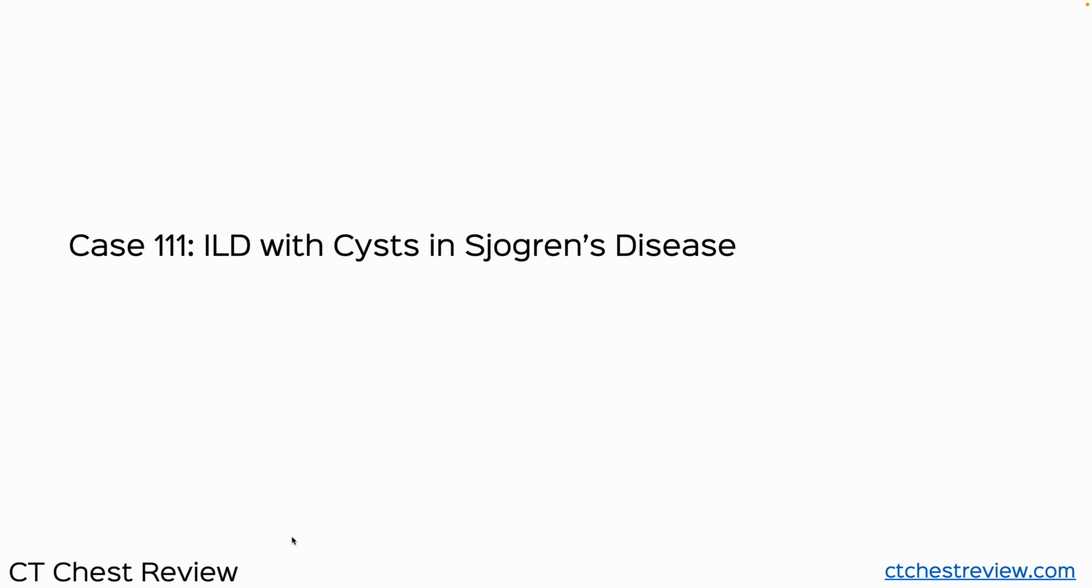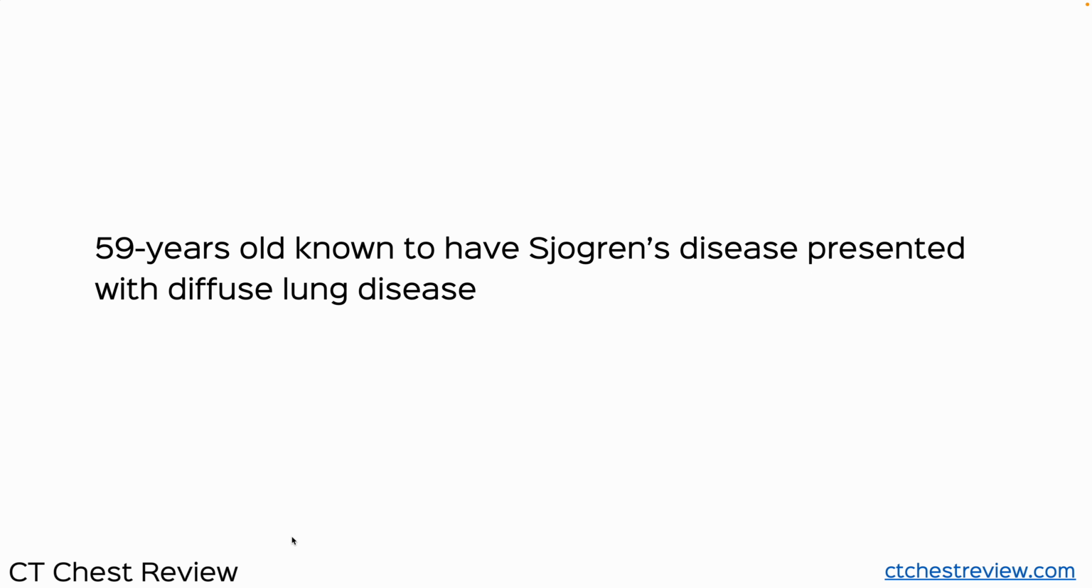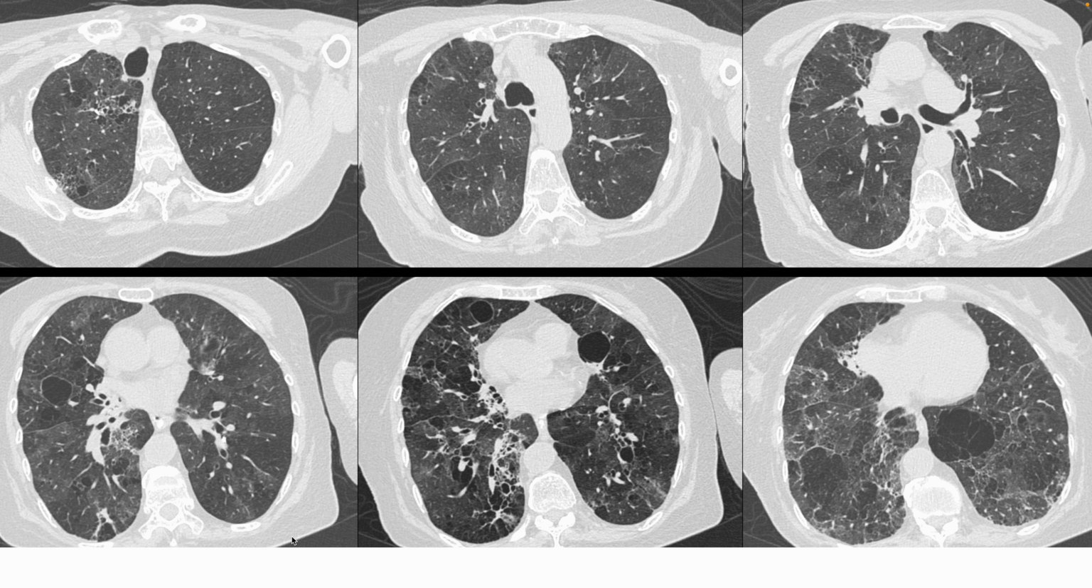www.ctchestreview.com. This is Dr. Bhavin Jankaria, and we're looking at the 111th case over, I think, now 3.5 years, maybe even 4. So today the case is titled ILD with cysts in Sjogren's disease, and many of you must have already guessed what the answer is. But this is a 59-year-old known to have Sjogren's disease, presented with diffuse lung disease. Please look at the images.